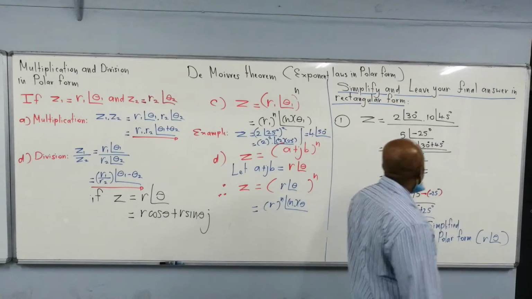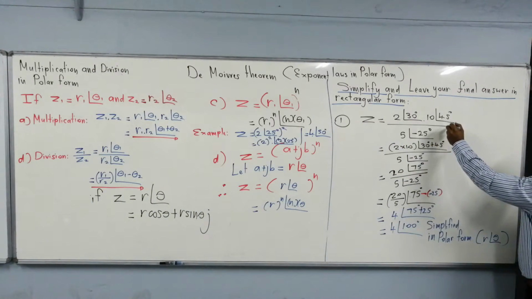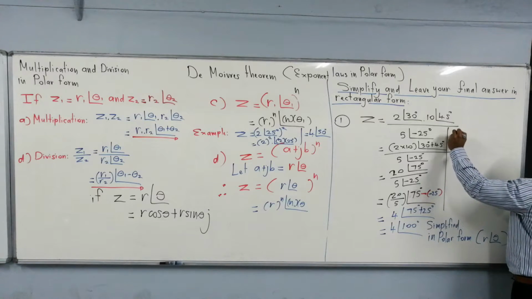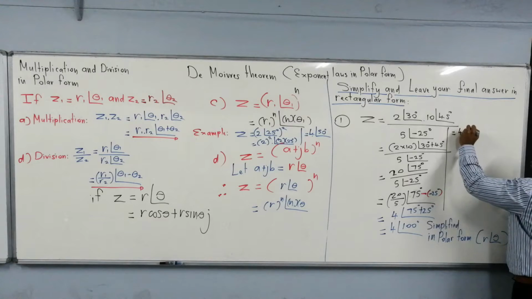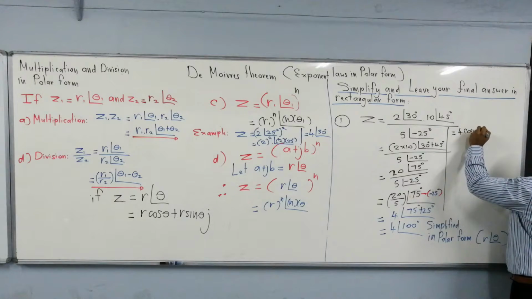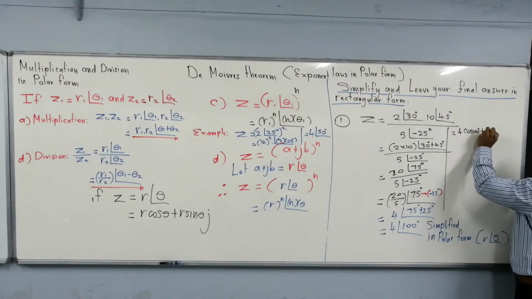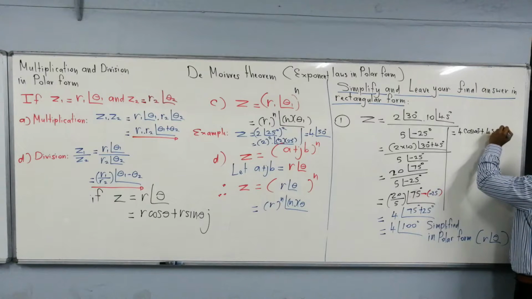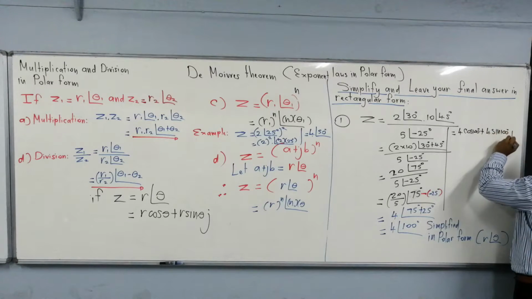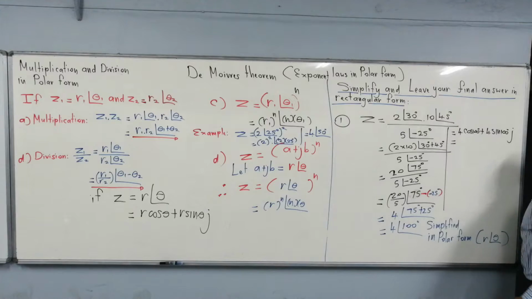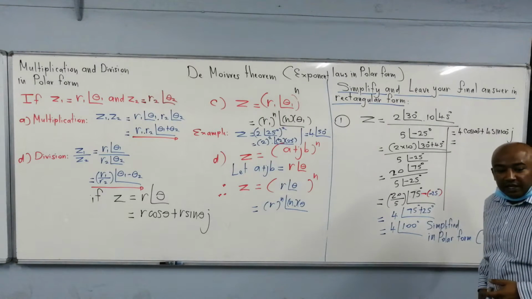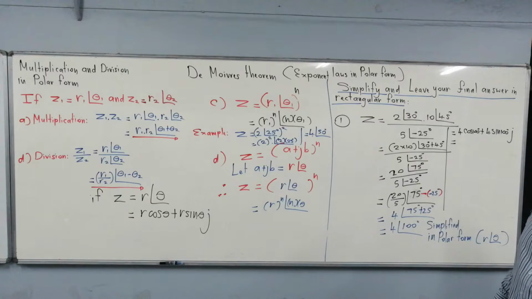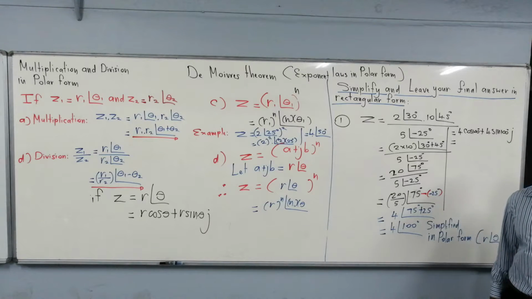So let's do it here. This is going to be 4 cos 100 plus 4 sin 100 times J. So work that out for me on a calculator. 4 cos 100 degrees.